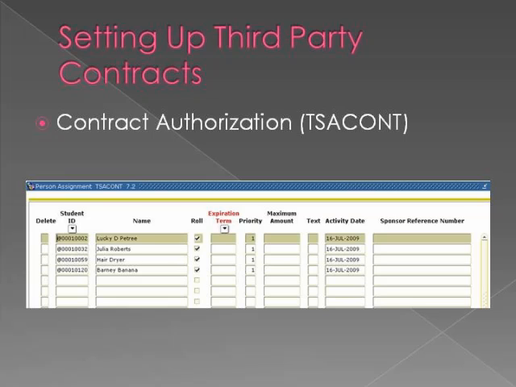Okay, here I have my students that are assigned to my contract. If you'll notice here, I have the student ID and then, of course, the name information defaults. The roll indicator is going to allow for this student to roll or not. So with this indicator, I can mark a student to roll to the next term or not. I may also set my expiration term for individual students. And then, of course, I have the priority for this particular contract set for each one of these students at 1. And then, of course, my activity date.